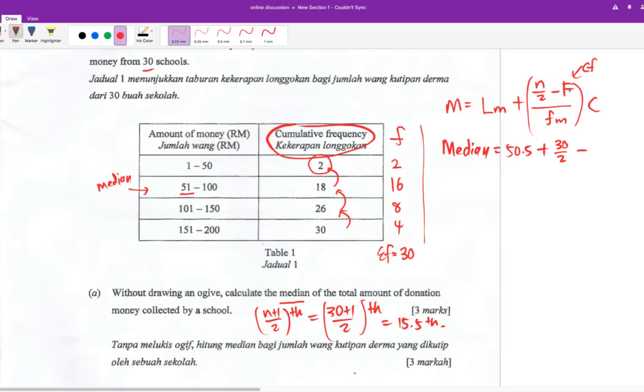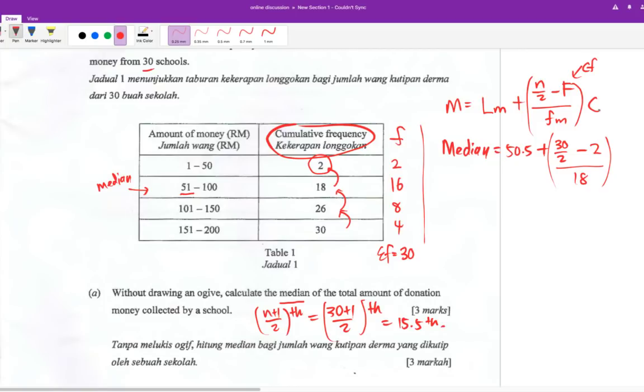So you should know F must be the cumulative frequency, and in this case it's 18. Then divide by the frequency of the median class. This is your median class, right? So your frequency will be 18, so divided by 18. Multiply by the class size.